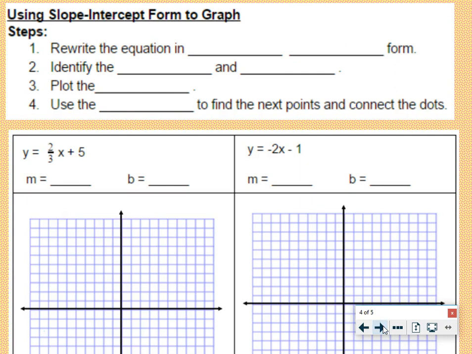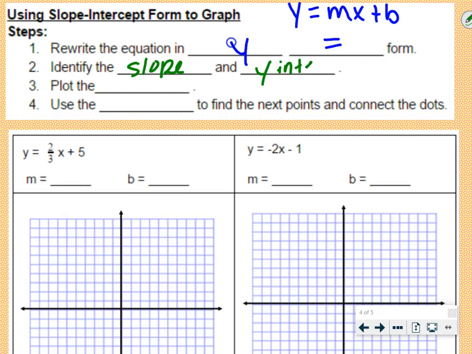Now let's put that into practice for graphing. So our steps. First we have to rewrite the equation in y equals form, because it has to be y equals mx plus b. Identify the slope and the y-intercept, so identify your m and your b. Plot the y-intercept. And lastly, use the slope to find the next points. Those are the main steps, and they make a lot more sense when we do some practice.